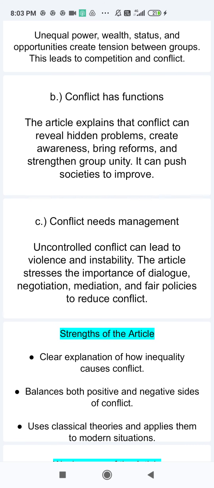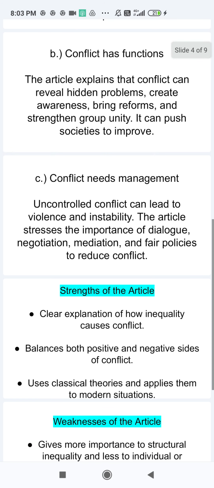Now, third, conflict needs management. Uncontrolled conflict can lead to violence and instability. The article stressed the importance of dialogue, negotiation, mediation, and fair policies to reduce conflict.